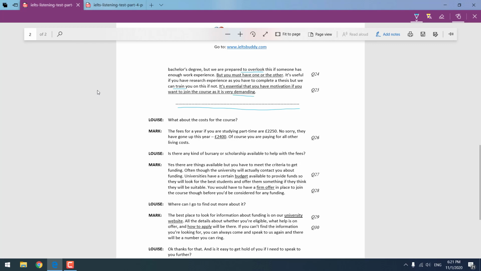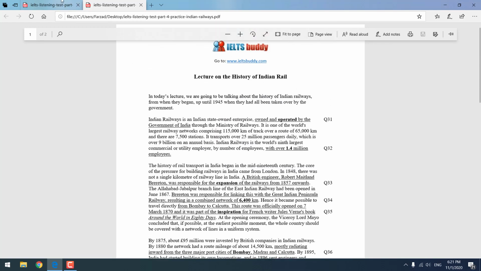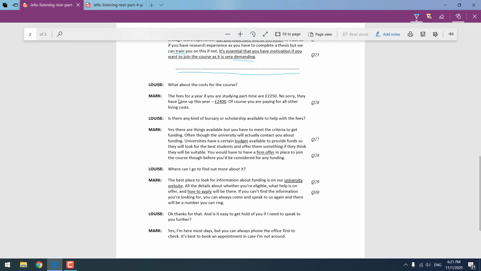What about the costs for the course? The fees for a year, if you're studying part-time, are, then there's the number. The numbers are usually important. Sometimes there is a question, as we can see here, that includes information about them. They have gone up this year. Of course, you're paying for all other living costs. Living costs means the cost of living in that specific area, and that's very important to know. It's a useful collocation.